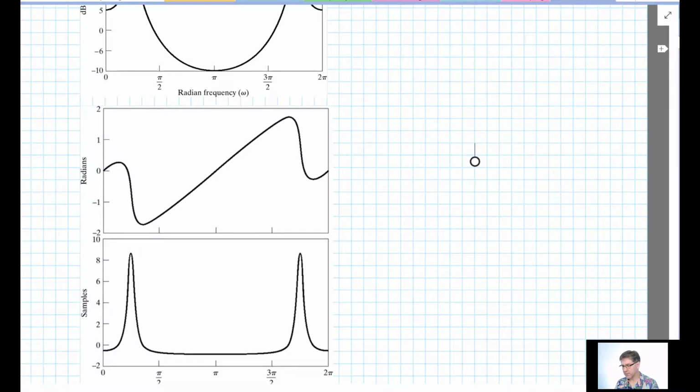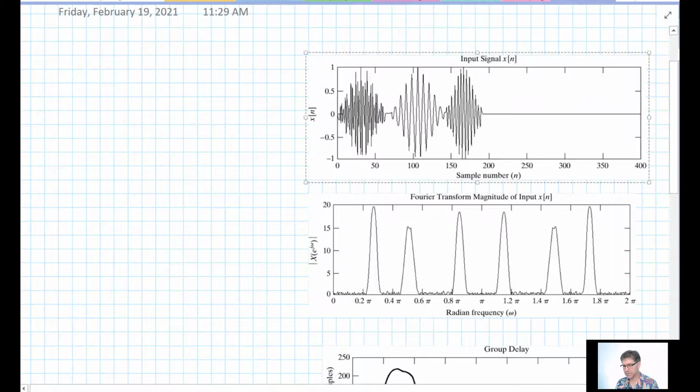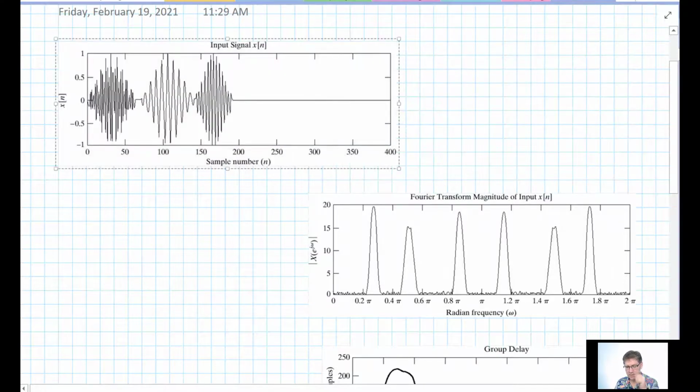So I have another example that shows this with actual signals and how it affects things. So here we have an input signal that's made up of 3 tone bursts. So it'd be beep, boop, boop, something like that.